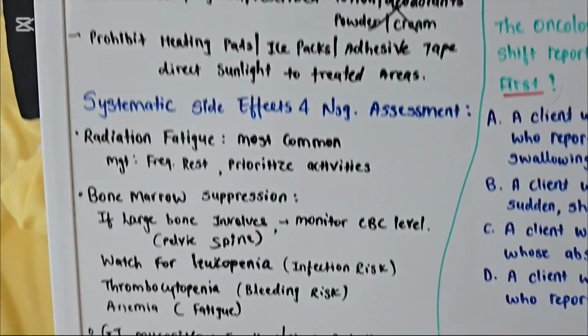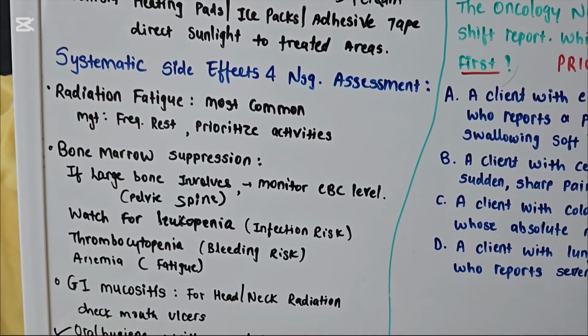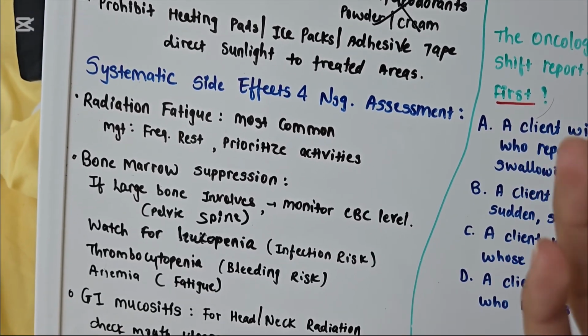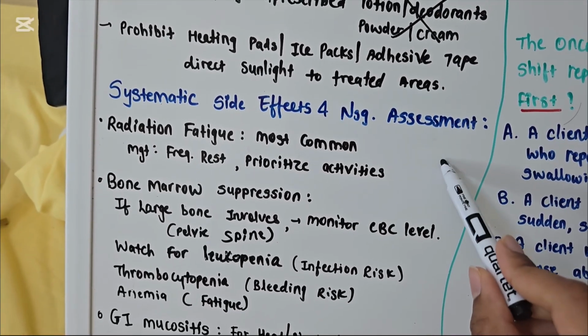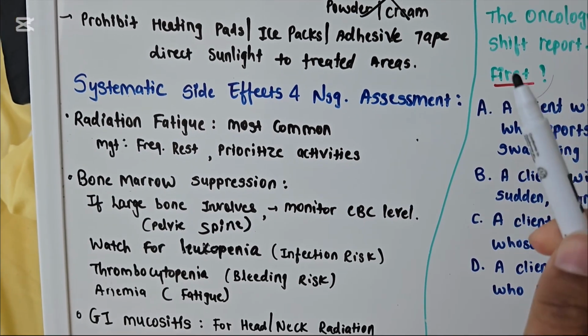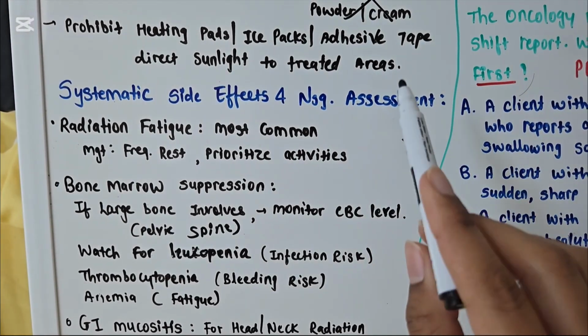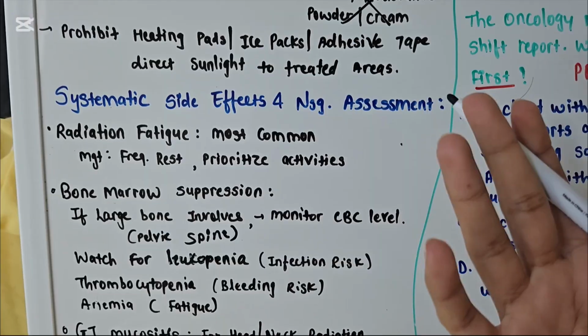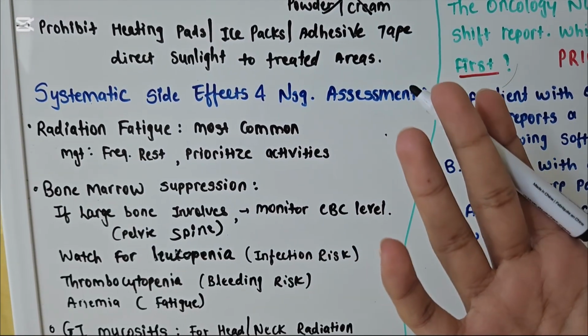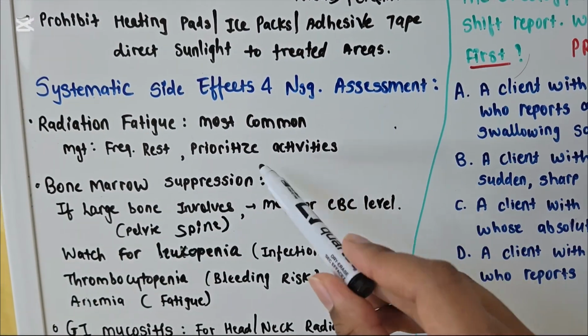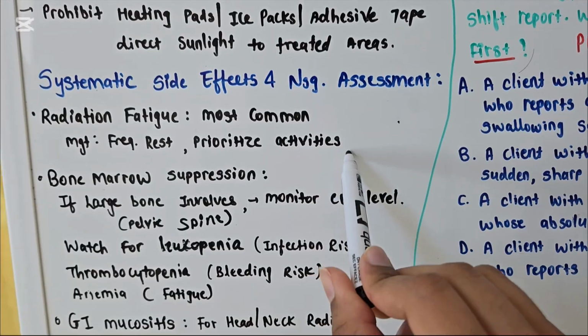That's it. Now, systemic side effects and nursing assessment: what will be the side effects of radiation therapy? Radiation fatigue. Wherever we are giving the radiation, the patient will have radiation fatigue. The patient will become very restless and will tire after a little activity. It's very common in any patient having radiation therapy. The management is to rest frequently and prioritize activities.